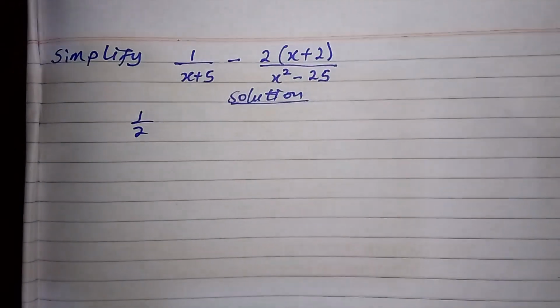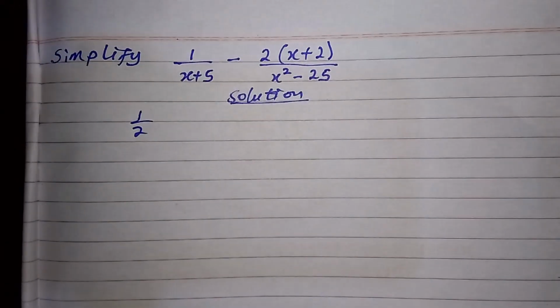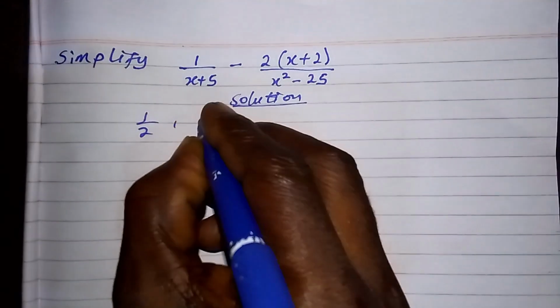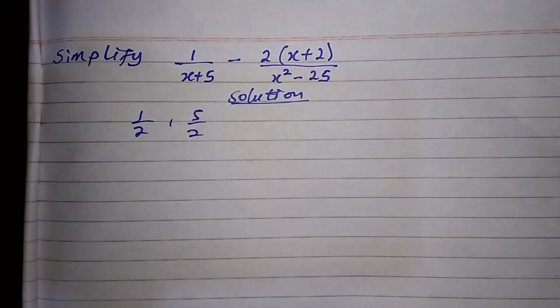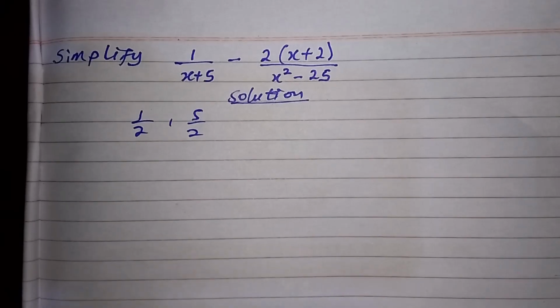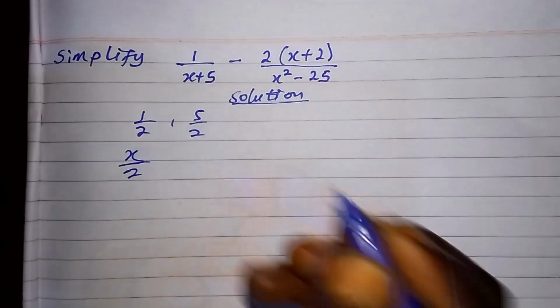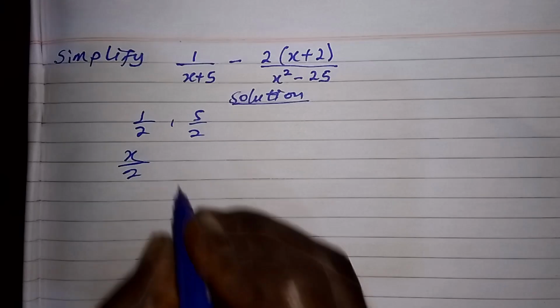1 over 2 is a fraction, but it's not an algebraic fraction. 5 over 2 is just a normal fraction. But what we are concerned with here are algebraic fractions. What are algebraic fractions? A fraction that contains at least a variable. So x on 2 is an algebraic fraction.